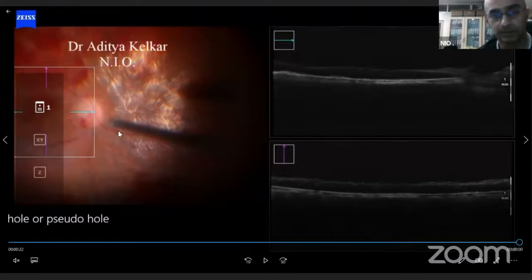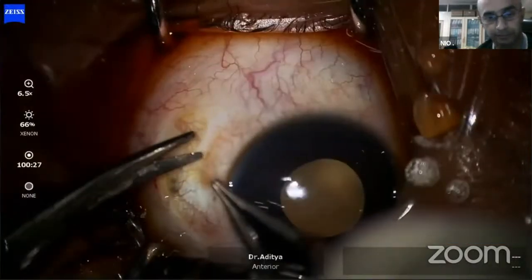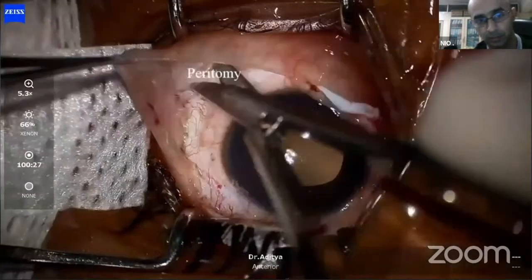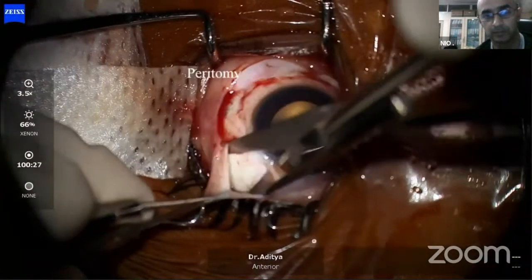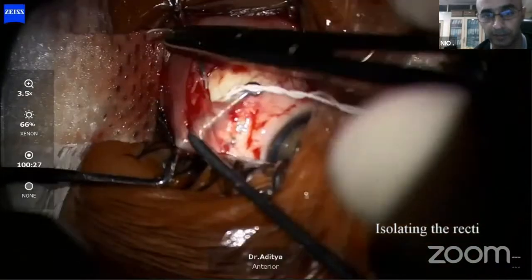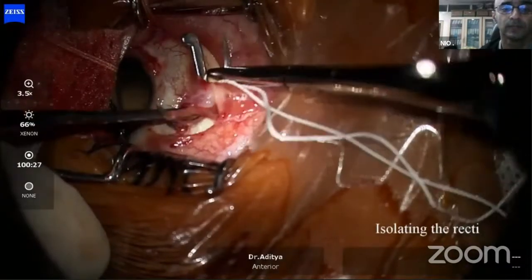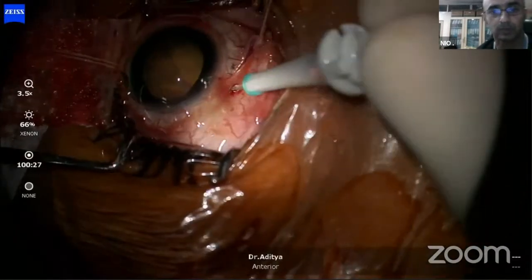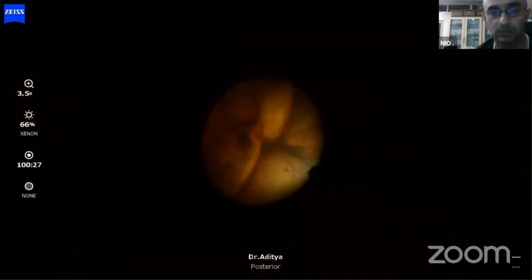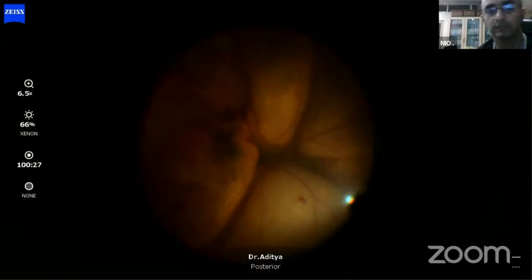Then there's another interesting case that I have recently come across. This is a 3-year-old child who presented to us with a yellow reflex when the parents tried to take a picture on their mobile phone. And this was Coats disease, confirmed on CT scan and also on examination under anesthesia.